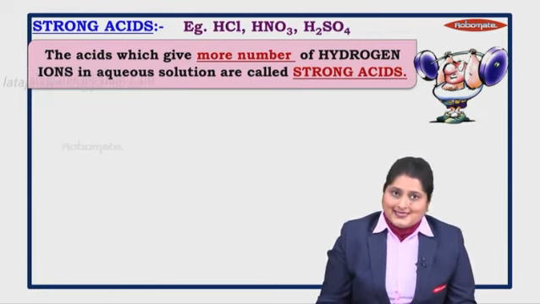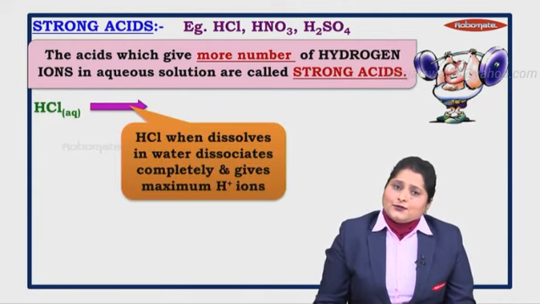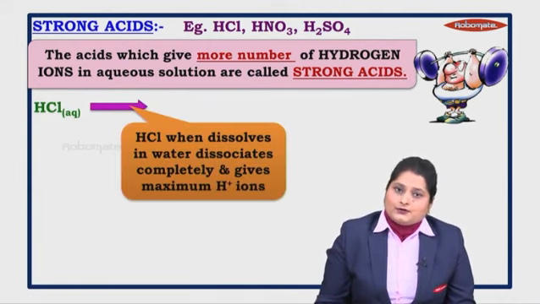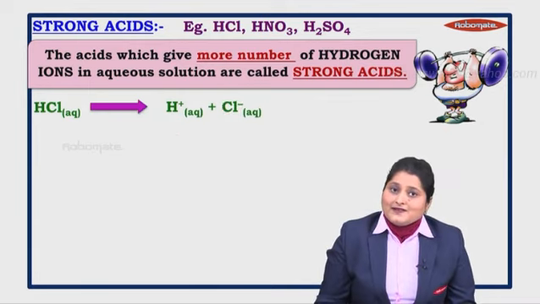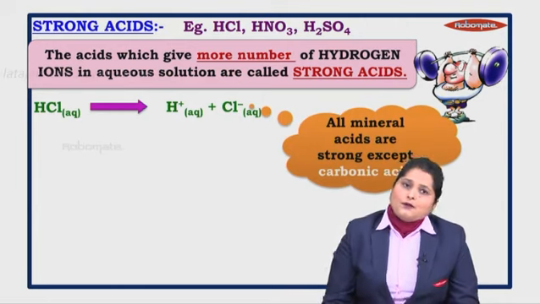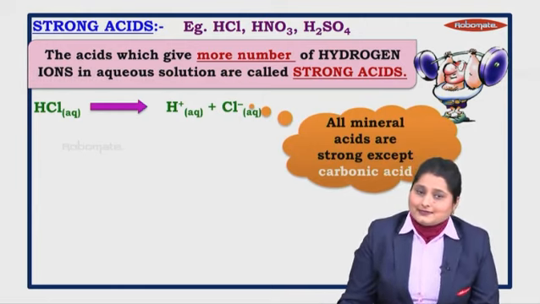For example, HCl, HNO3 and H2SO4. That is hydrochloric acid, nitric acid and sulfuric acid. We'll take one, that is hydrochloric acid. When hydrochloric acid is dissolved in water, it dissociates completely and gives the maximum number of hydrogen ions. So we say HCl is a strong acid. All mineral acids are strong except one, that is carbonic acid.